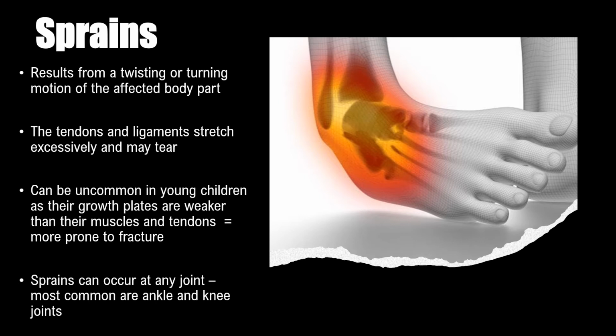They can be uncommon in young children, the reason being that their growth plates are weaker than their muscles and tendons. So children are actually more prone to fractures than they are to sprains. Sprains can occur at any joint. Like I said, ankles are very typical, knee joints, wrists.